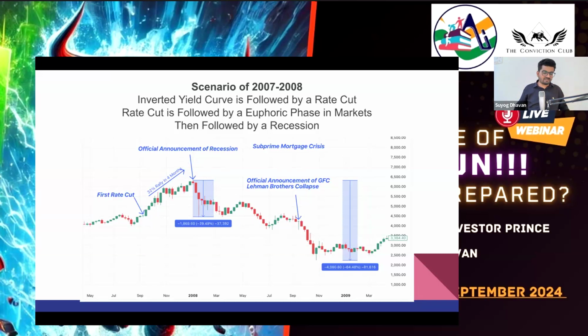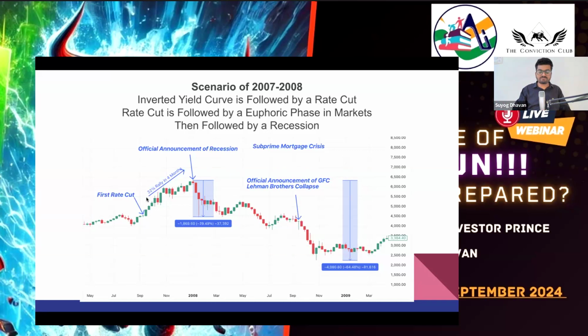So usually the market doesn't fall on the fear of recession. Today there is a fear of recession, but it actually starts falling whenever the official announcement of recession happens. So until the official announcement of recession happens, there is no worry for the markets. In fact, on 18th September we will see a rate cut. There is a high possibility. A lot of other governments, like European countries, have already reduced interest rates. There is a high possibility of a 50 basis point rate cut on 18th September.